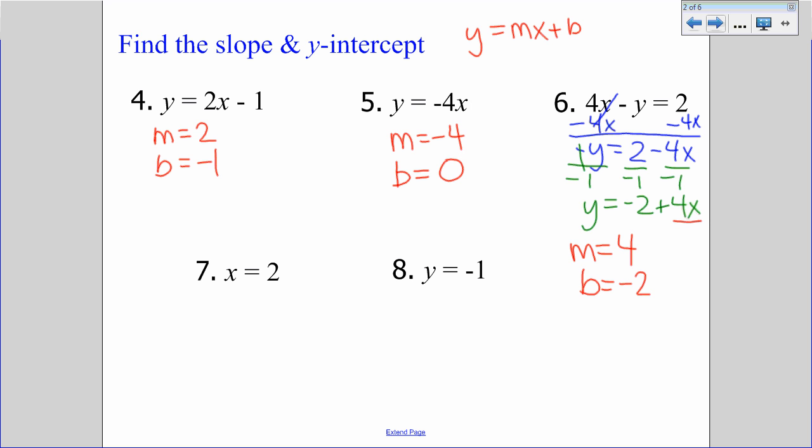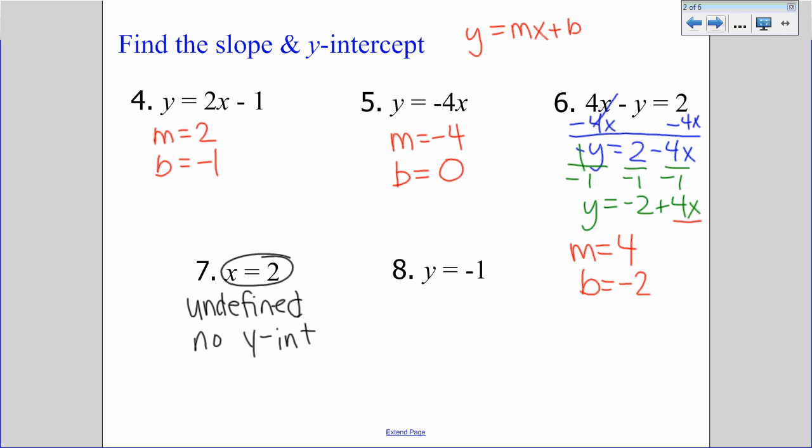For number 7, the slope and y-intercept, slope is undefined. That's what that would tell us. And because it's x equals 2, it never crosses the y axis, so there is no y-intercept. So a little bit of a trick problem there.